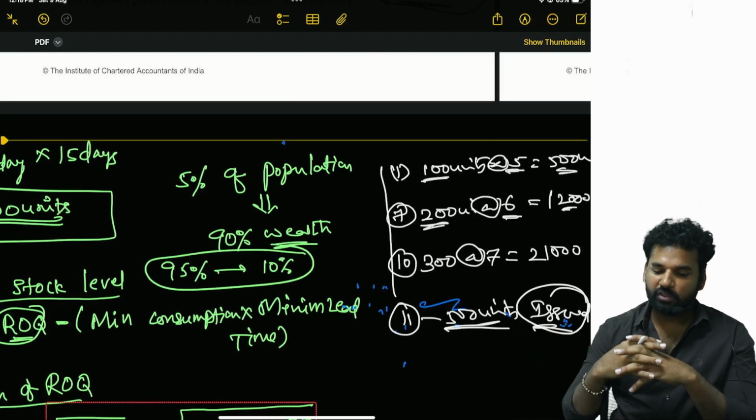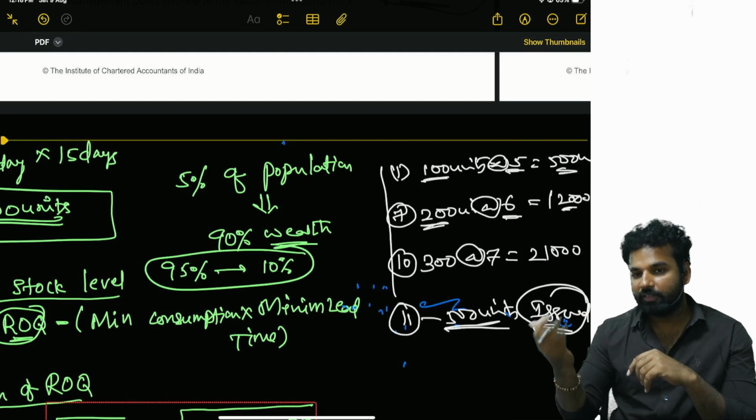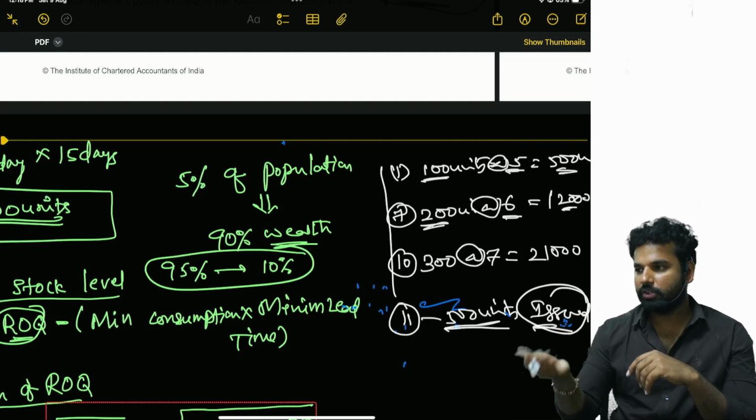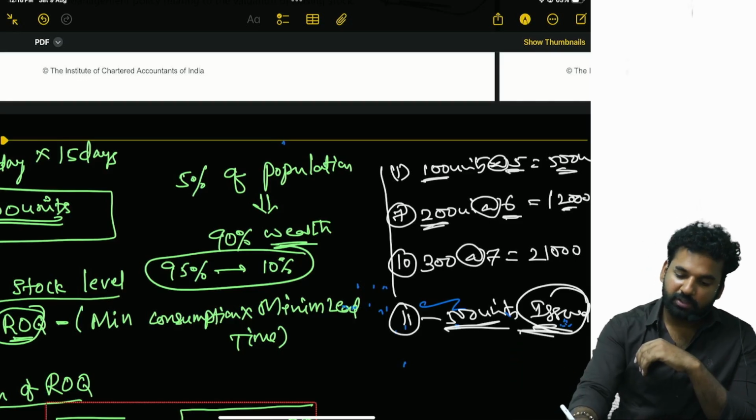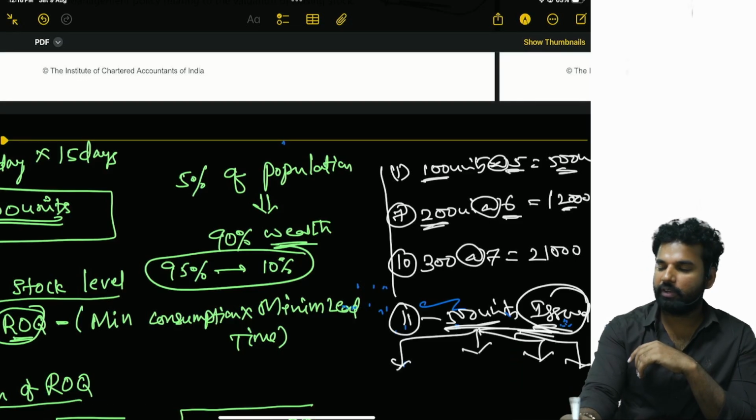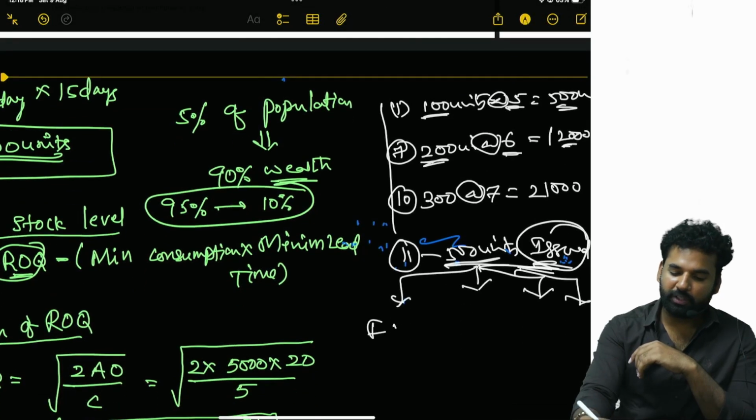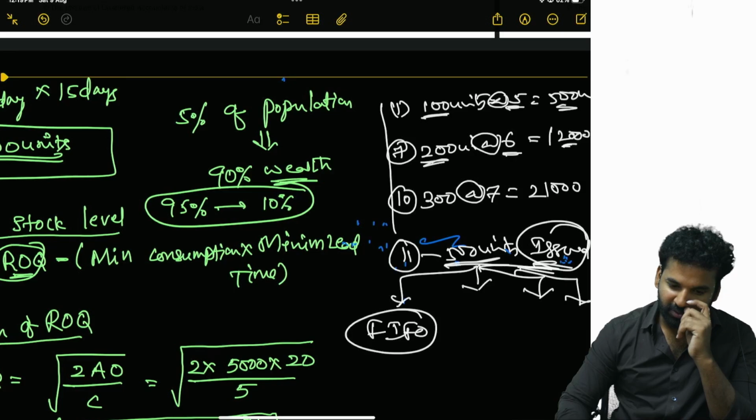So in such cases, what will be the cost to be given to the material, whether it is the issue or the closing stock? For that we have different methods. We have the FIFO method. The material which we purchased first, that cost has to be given.